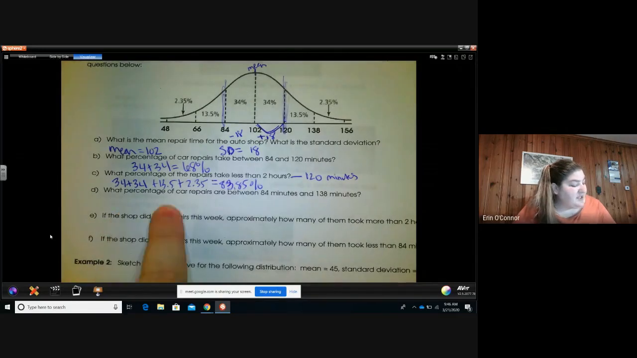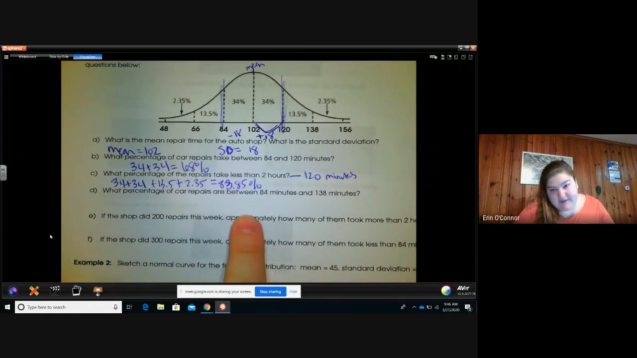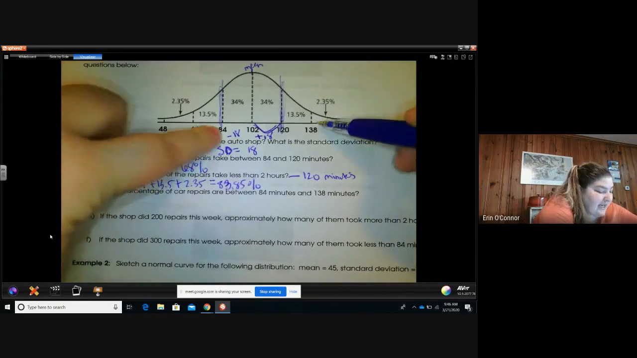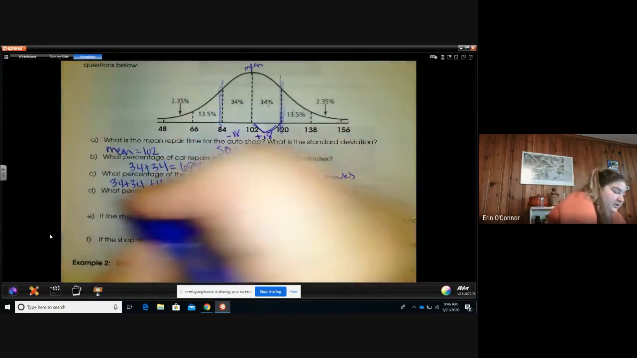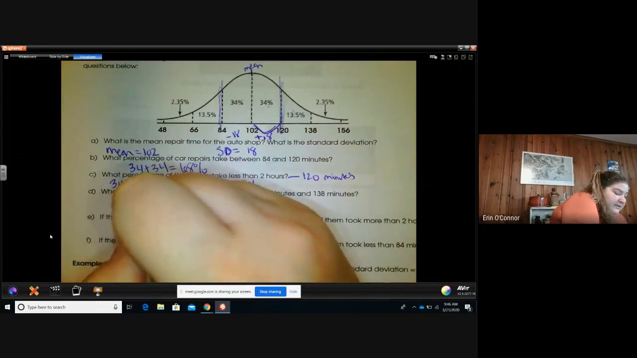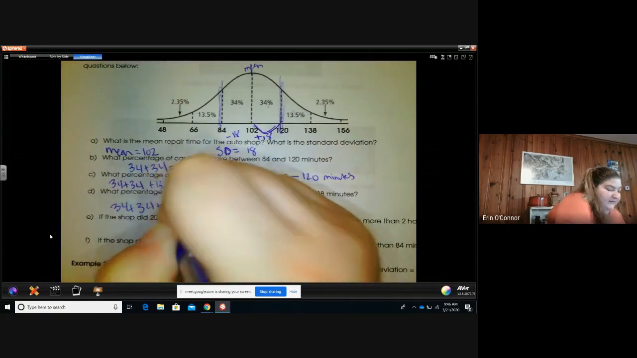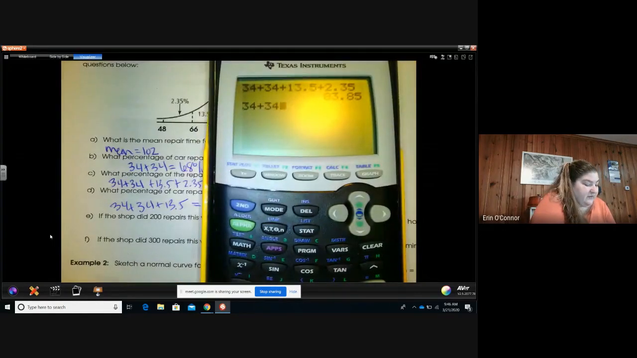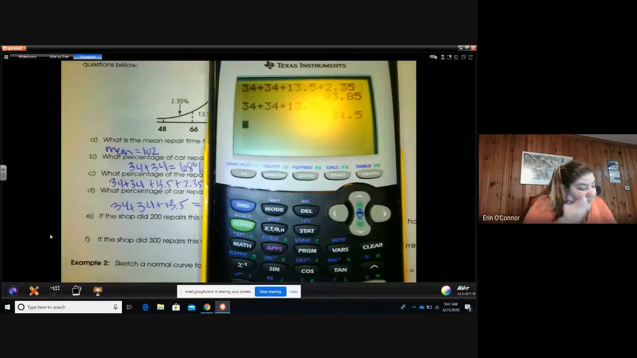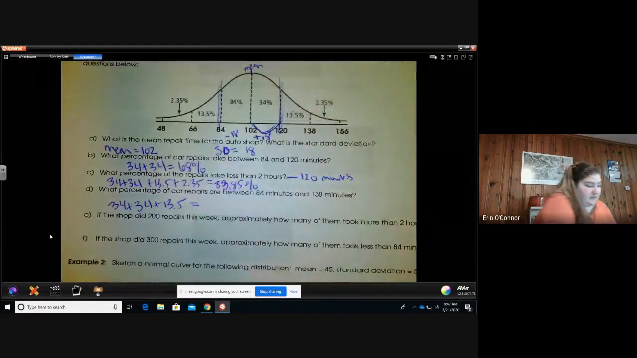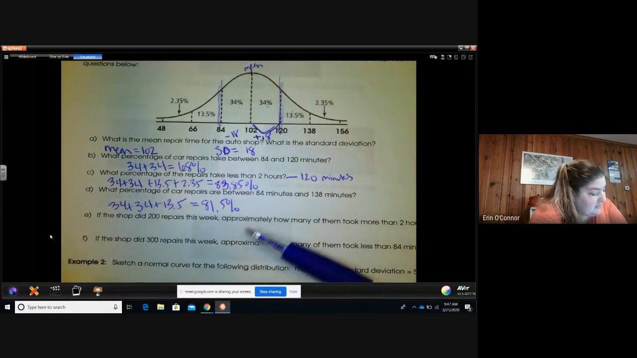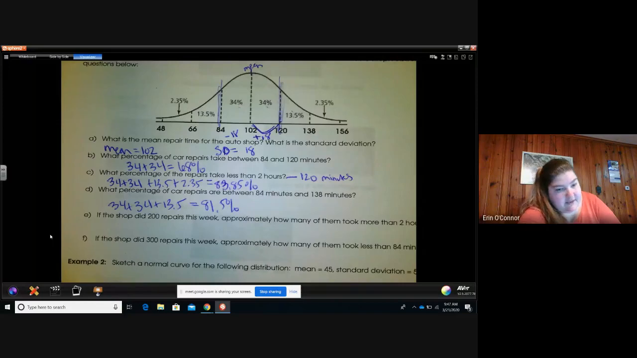Okay, what percentage of car repairs are between 84 minutes and 138 minutes? So we go from 84 to 138, and we're going to add up these percentages, which is 34 plus 34 plus 13.5. 34 plus 34 plus 13.5 gives us 81.5. So 81.5% of the car repairs are between 84 and 138 minutes.